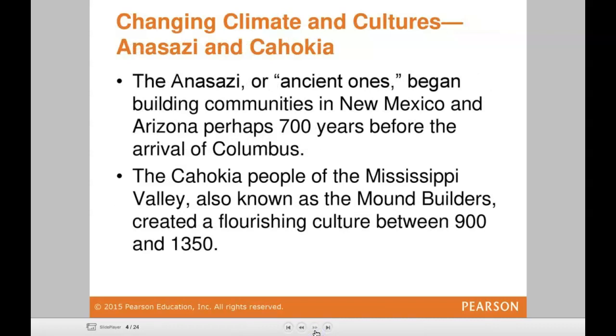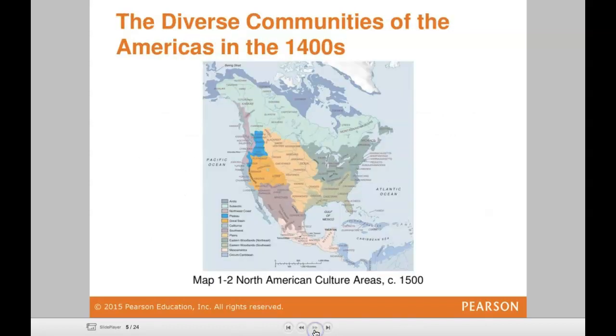But over time, with changing climate and culture, came a different way of lifestyle for certain peoples. For example, the Anasazi, or Ancient Ones, began building communities in New Mexico and Arizona perhaps about 700 years before the arrival of Christopher Columbus himself. The Cahokia people in the Mississippi Valley, also known as the Mound Builders, created a flourishing culture between 900 and 1350. As you're aware, many of these native indigenous populations have moved over time or might have been decimated due to climatic changes or interactions with other populations as well.